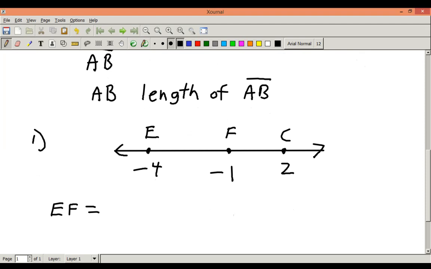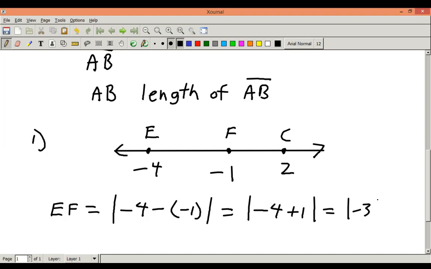Remember, we can just take the coordinates and subtract them and then take the absolute value. So it's the absolute value of -4 minus -1. So it's the absolute value of -4 plus 1. So it's the absolute value of -3, which is 3. So we found the length of segment EF by subtracting the coordinates and then taking the absolute value.